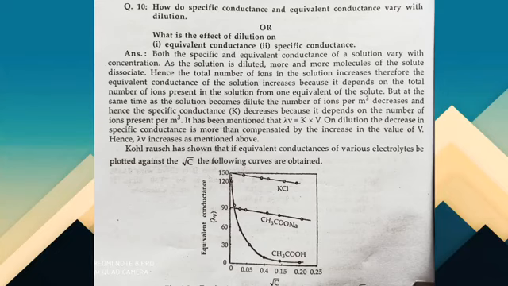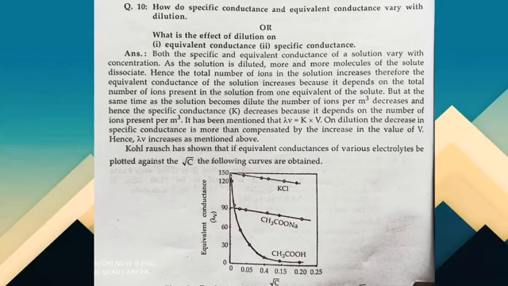Now it has been mentioned that lambda V equals K into V. On dilution, the decrease in specific conductance is more than compensated by the increase in the value of V. Hence lambda V increases as mentioned above.